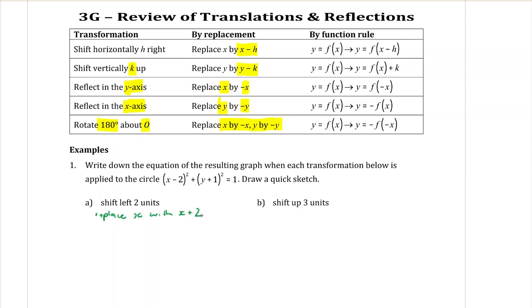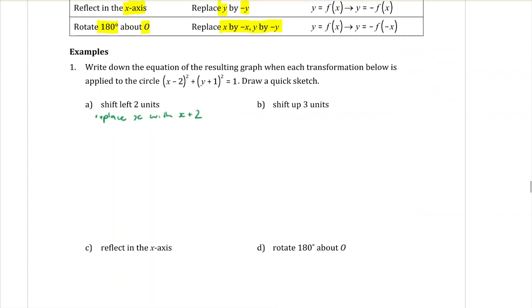So I'm going to rewrite my equation, and everywhere I see the x, I'm going to replace it with an x plus 2. So it'll be x plus 2 minus 2 in brackets squared plus y plus 1 in brackets squared equals 1. Now this is a fairly intuitive one because plus 2 minus 2 just becomes 0. So it's x squared plus y plus 1 in brackets squared equals 1. Okay, you might have been able to do that one without having to do the substitution.